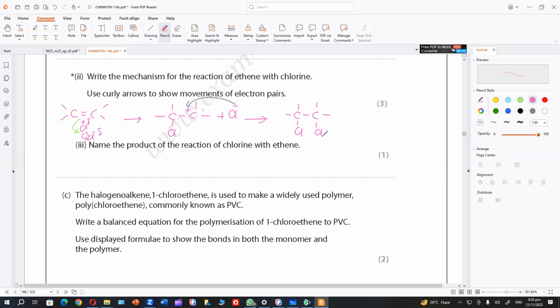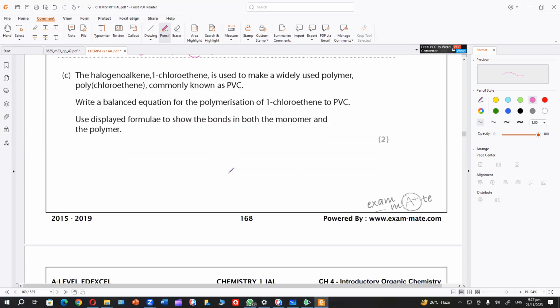1,2-dichloroethane. Yes, because it's 1,2-dichloro. Okay, now look at this one. I'm just coming. Look at this part, the C part.